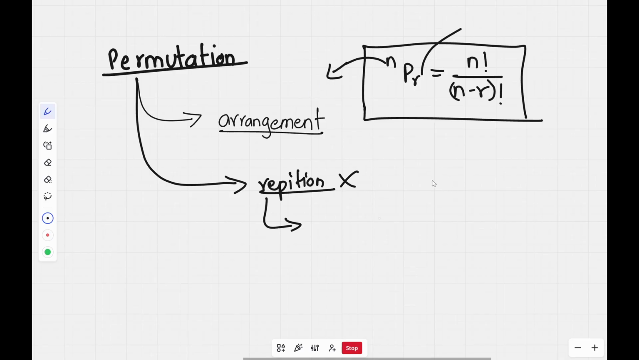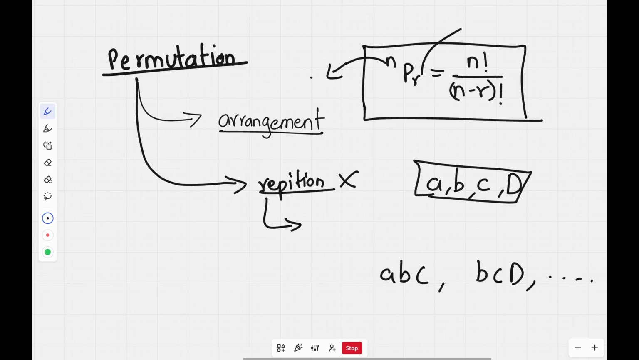Now let's take as an example we have A, B, C and D, and we only need to arrange three letters. Arrange three letters out of four. So I need an arrangement like ABC, or there could be an arrangement like BCD and other three elements together. So here n is the total number of elements, in this example n is equal to 4, and r is the required number of elements. Now we require three elements to be arranged, then r here is equal to 3.